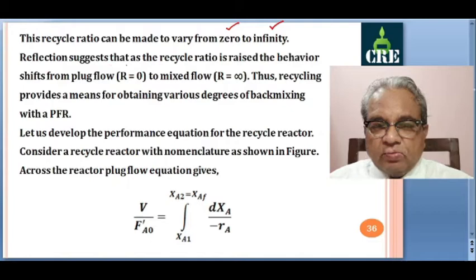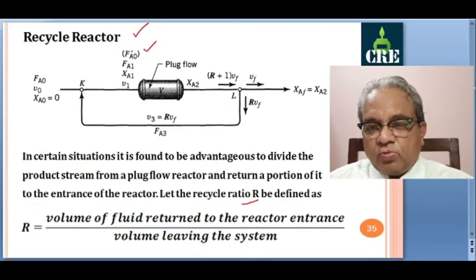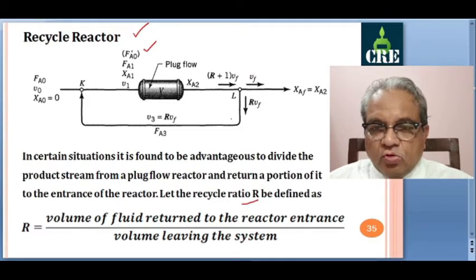This recycle ratio can be made to vary from 0 to infinity. Reflection suggests that as the recycle ratio is raised, the behavior shifts from plug flow reactor, R equal to 0, to the mixed flow reactor. Thus, recycling provides a means for obtaining various degrees of back mixing with a plug flow reactor. So you can imagine, with no recycle it behaves as a plug flow reactor. Initially the recycle ratio is 0, you are not sending back anything. Then you go on increasing the recycle ratio, between 0 recycle ratio and very high recycle ratio.